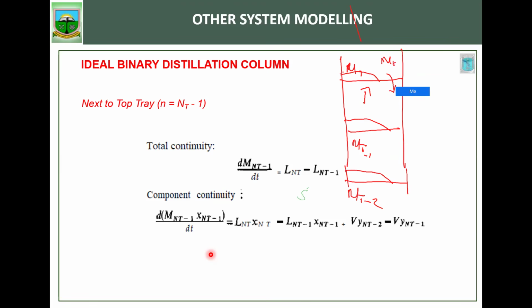So you see that the liquid that was coming down from the NT here will now become the input liquid on the NT minus 1. Then the liquid that is leaving the NT minus 1 will become the input to NT minus 2. Then the vapor that is leaving NT minus 2 becomes the input vapor for NT minus 1. The vapor that is leaving here becomes the input for NT, the top one.